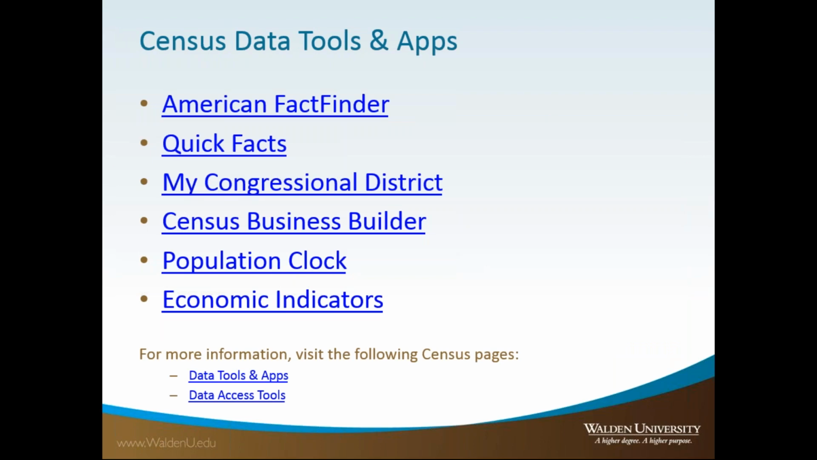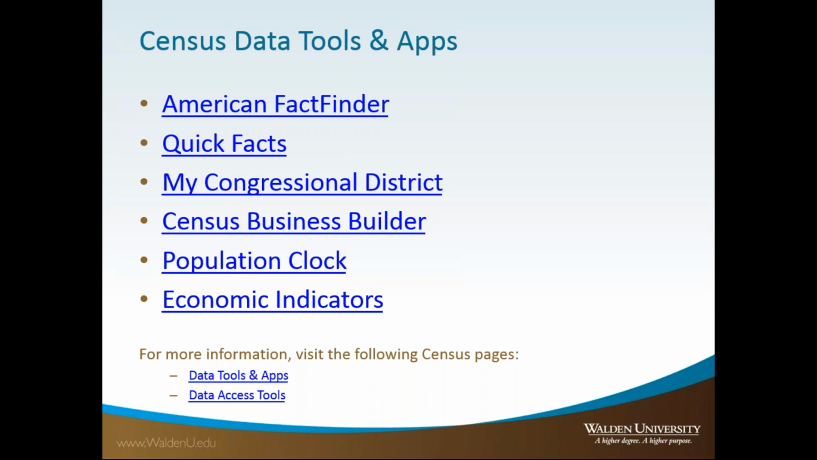Okay, so on the census.gov website, there are a handful of tools that you can use to find the particular information you're looking for. Of these tools, American FactFinder and QuickFacts are probably going to be your best bets, unless you have a very specific information need.